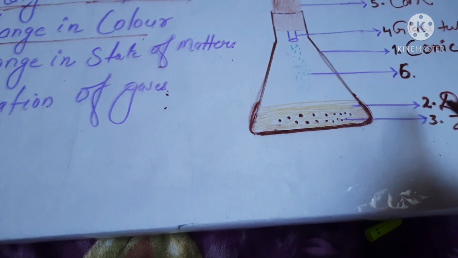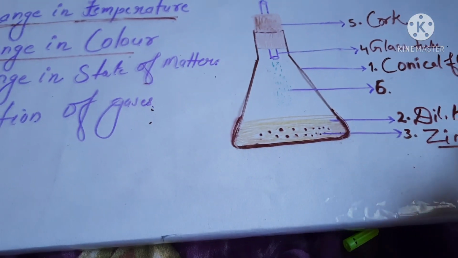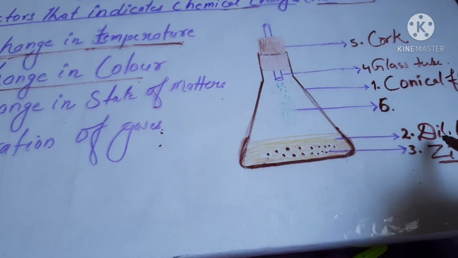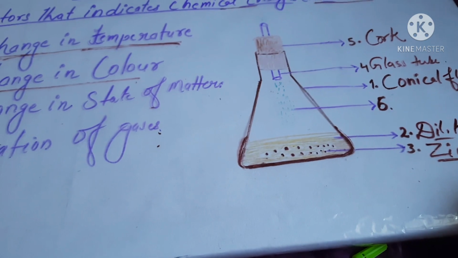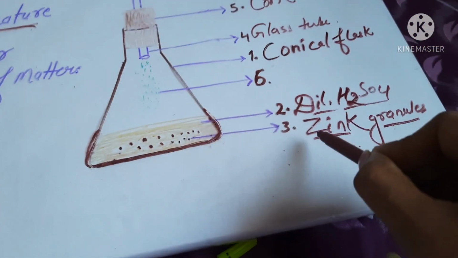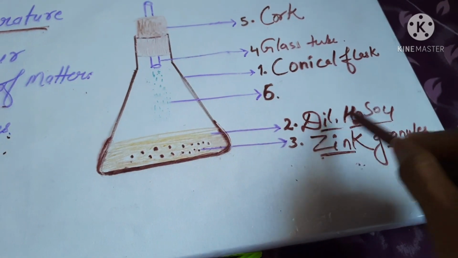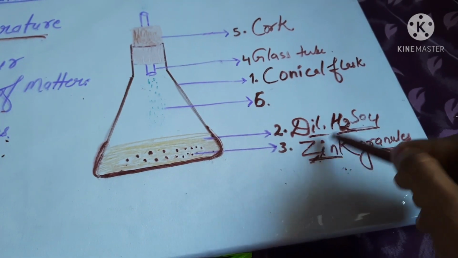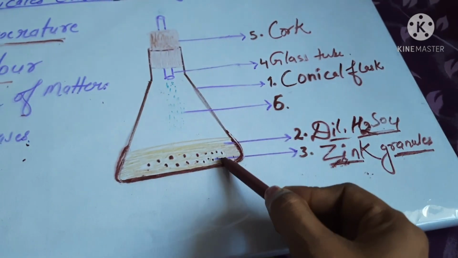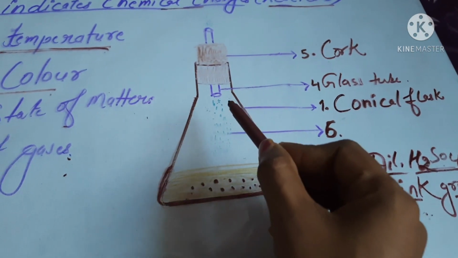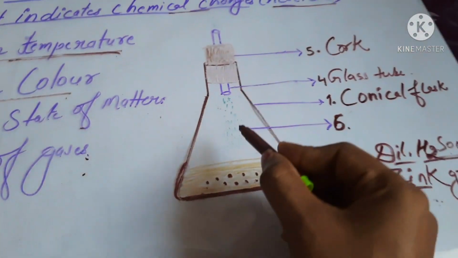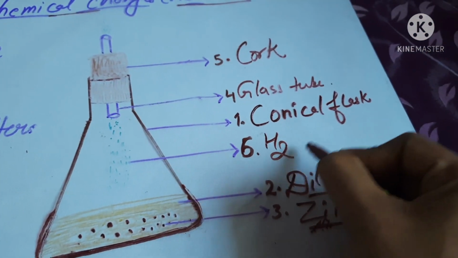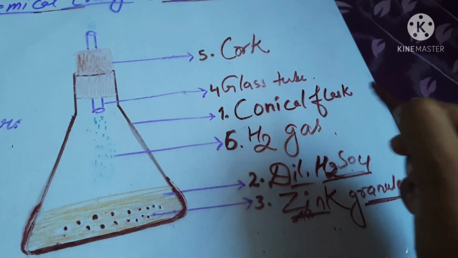Now again, do you know what the color of zinc granules is? The color of zinc granules is silvery gray and the color of dilute H2SO4 is yellowish. Both these reactants react to form a colorless hydrogen gas. So the sixth one is the H2 gas.